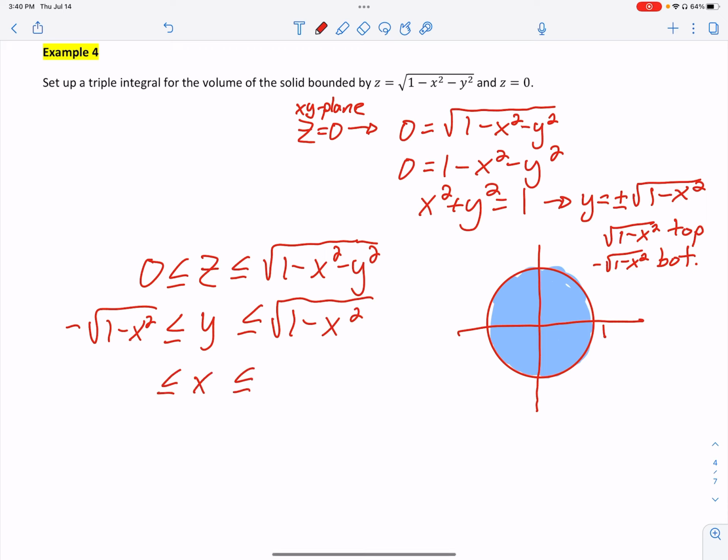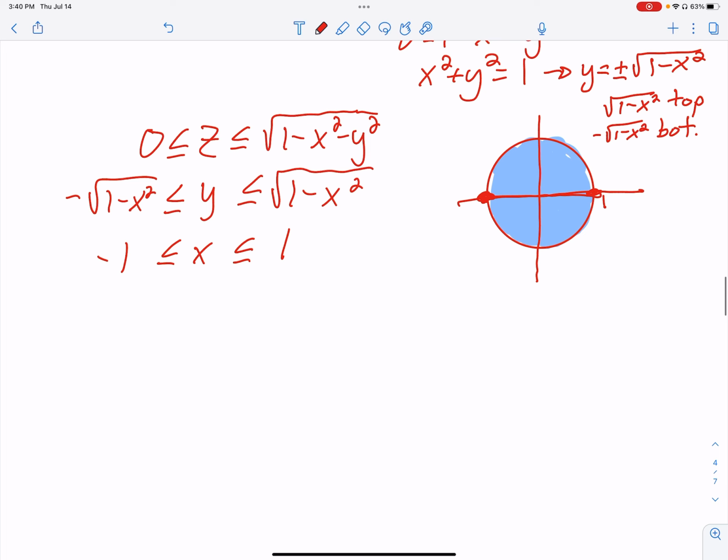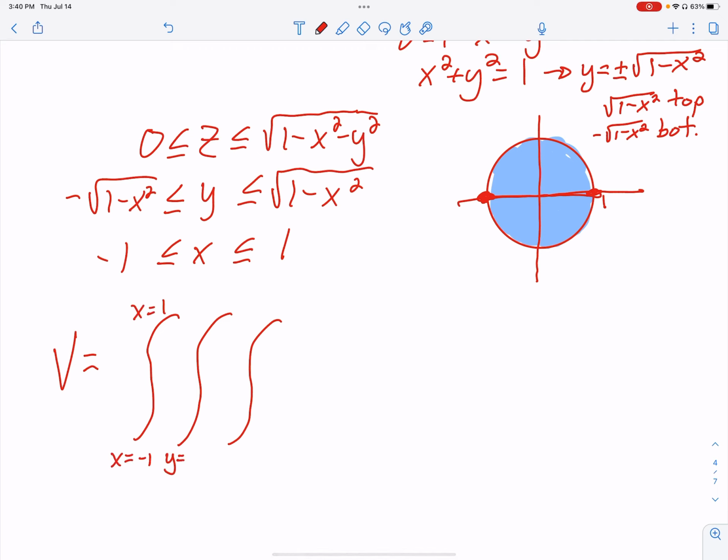All right, the numbers run from negative 1 to 1, right? This x to that x. All right, this sets up my integral for volume. I have 3 integrals. Right, I have x is negative 1 to 1. I got y is negative square root of 1 minus x squared. It's a positive, the same thing. The z is z equals 0 to z equals square root of 1 minus x squared minus y squared.